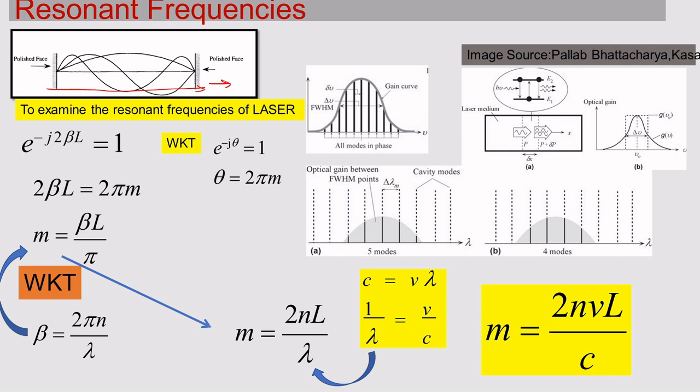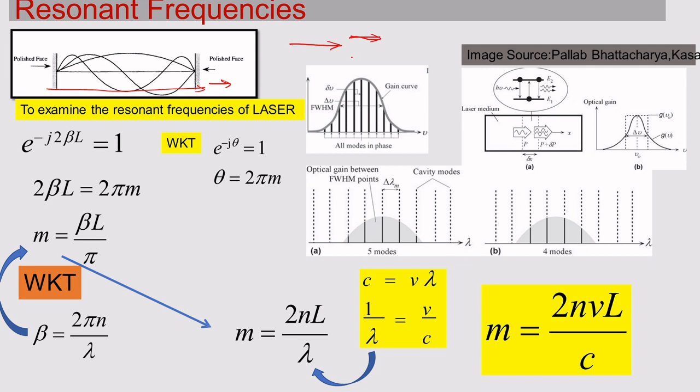To examine the resonant frequency of a laser, we need to follow the steady state condition. What is the steady state condition, and why do you need to follow it? We call it steady state oscillation. The reason is that if you reach that state, the laser output will remain consistent without any significant changes. So that's why we need to maintain the steady state oscillation in the laser.